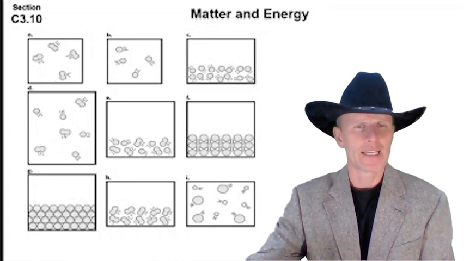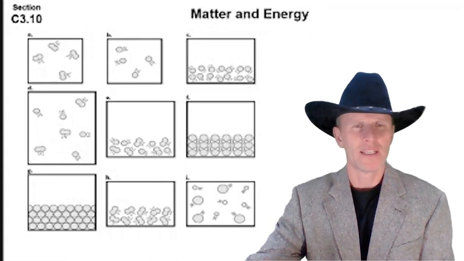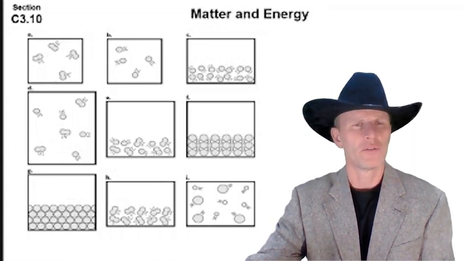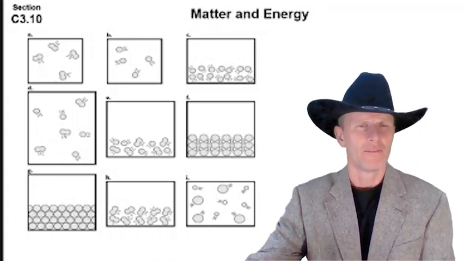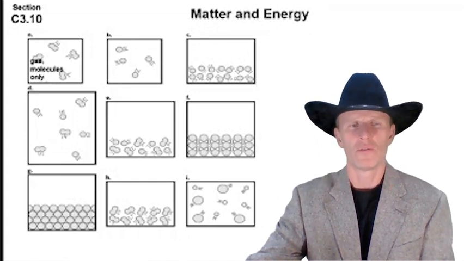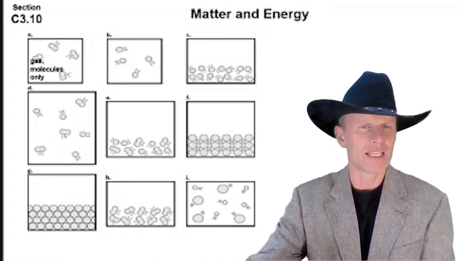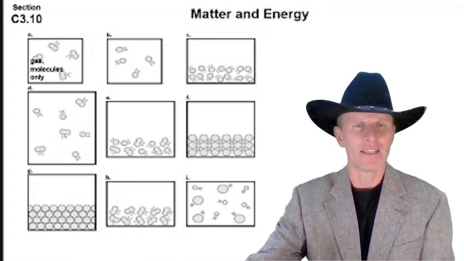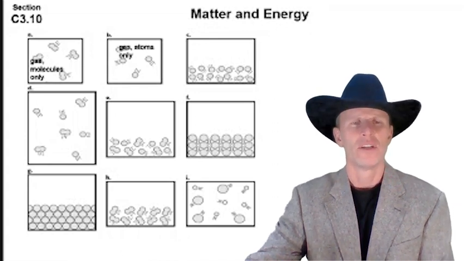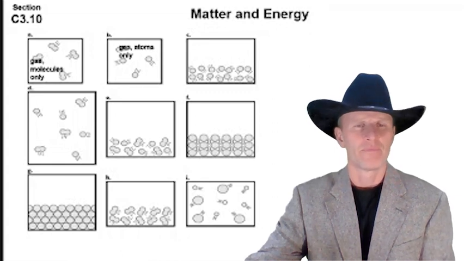All right, looking at diagram A, you can see a peanut. The peanut in these diagrams represents a molecule. And notice these molecules are filling the container. This is a gas, and molecules only. Diagram B, one circle in there represents an atom, and it again is moving around with high speed, filling the container, so that would be a gas with atoms only.